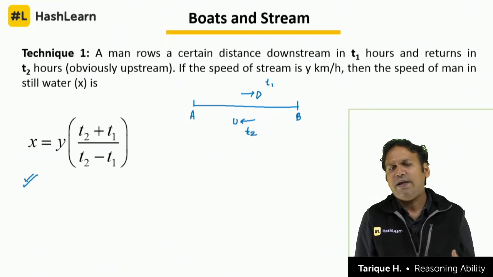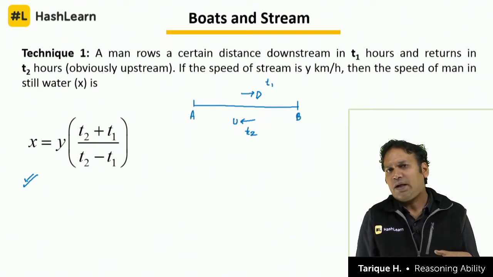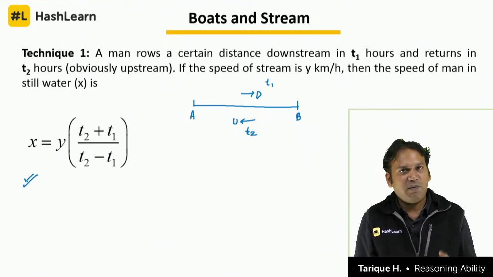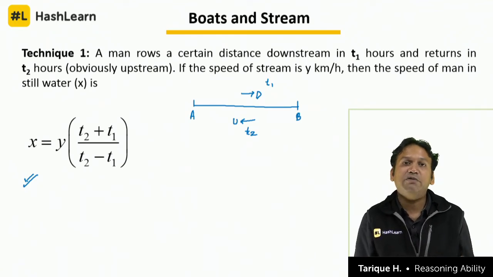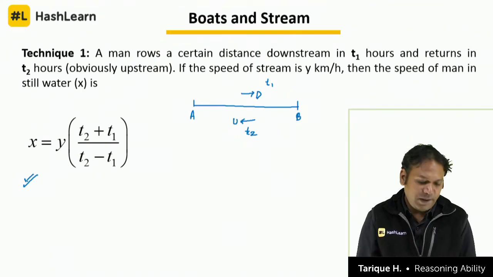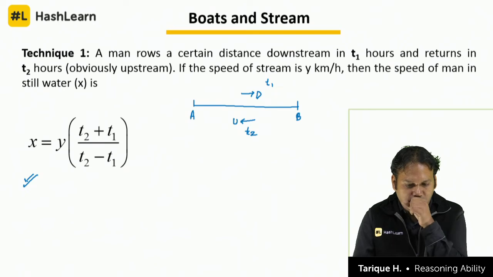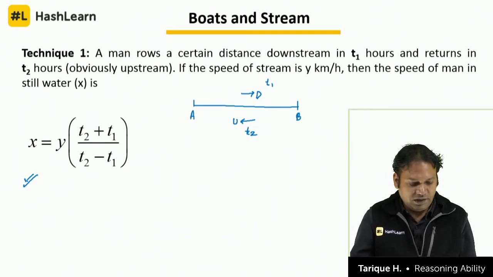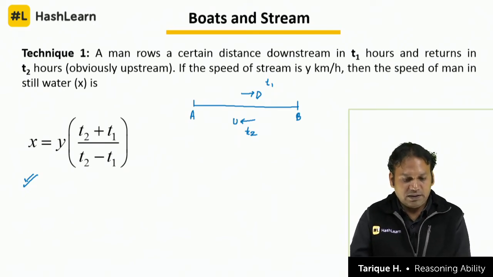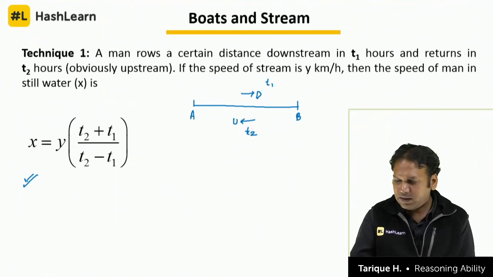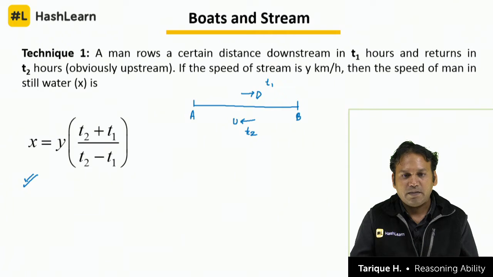Remember always that for the same distance, the time taken to go upstream will always be more than the time taken to go downstream, because upstream your speed is lesser as compared to your speed downstream. So T2 plus T1, T2 minus T1. Here we have the direct formula. Now let us take one example question from this direct formula and see.